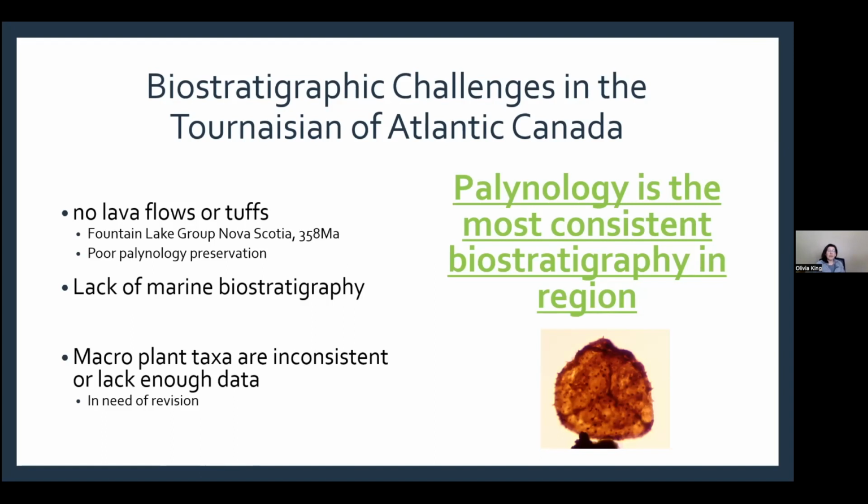Macroplant taxa are also inconsistent or lack enough data, and that's in need of revision holistically anyway. So palynology is the most consistent biostratigraphy we can use in this region to really tie to other places in Atlantic Canada, but also more globally to Scotland and otherwise.